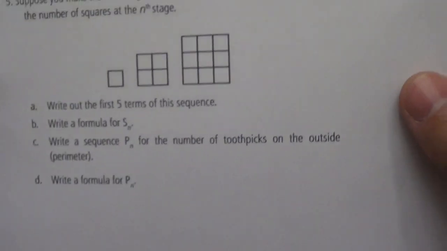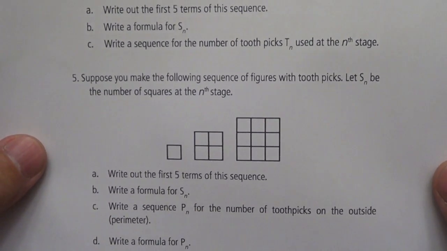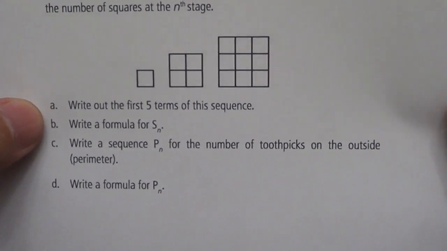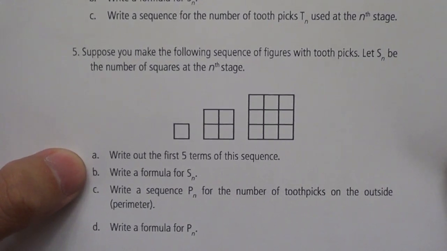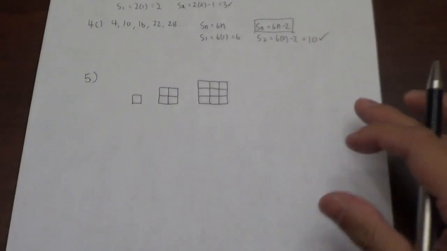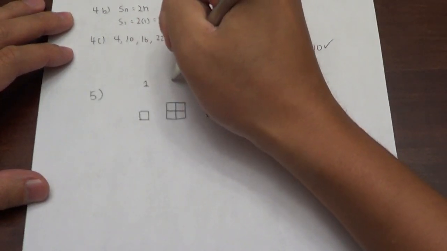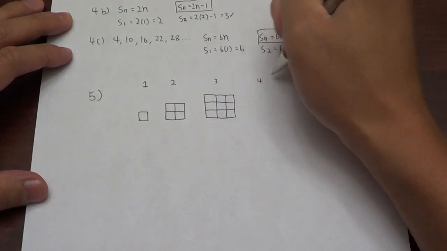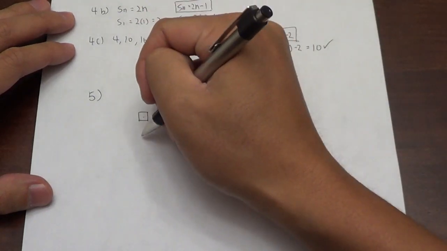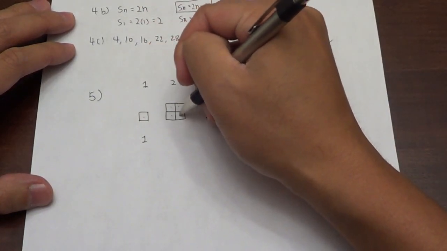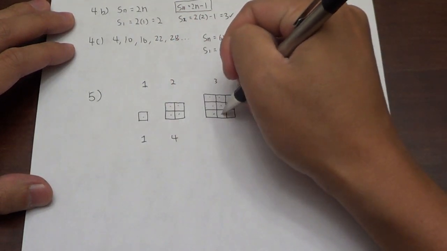Okay, number 5. Similar question, but now the squares are arranged a little differently. For 5a, write out the first 5 terms of this sequence. You're counting the number of squares again. To make it easier to see, sequence term number 1, 2, 3, 4, and 5. The first one has 1 square. The second one has 1, 2, 3, 4. The third one has 1, 2, 3, 4, 5, 6, 7, 8, 9.